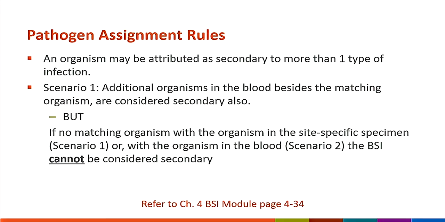It's also possible that in scenario 1, there are additional organisms in the blood besides the one that matches the organism in the site-specific infection, and those additional organisms would also be considered secondary. I'll show you a case to flesh this out. But on the other hand, if there is no matching organism in the site-specific specimen or in the blood, if blood was used as an element earlier to meet the criteria, then the BSI cannot be considered secondary. So let's see what that looks like.